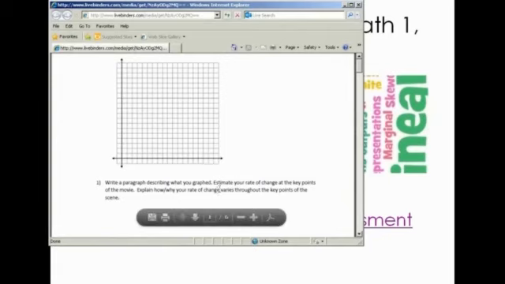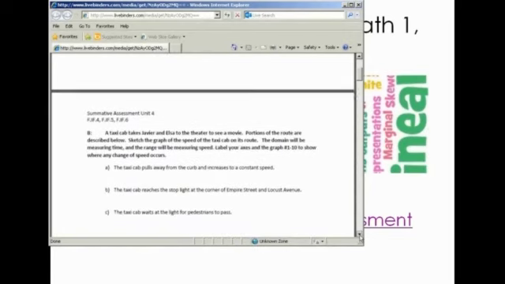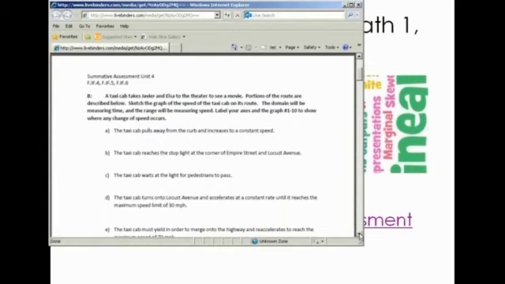And then they do various function tasks, such as estimating rate of change at key points and explaining how and why the rate of change varies throughout the key points of the scheme. We often see multiple examples of real-life situations on these assessment items, and I would like to bring that up in the next question. This real-life example is about a taxi cab driver and the path that the taxi takes along a typical ride, starting and stopping.